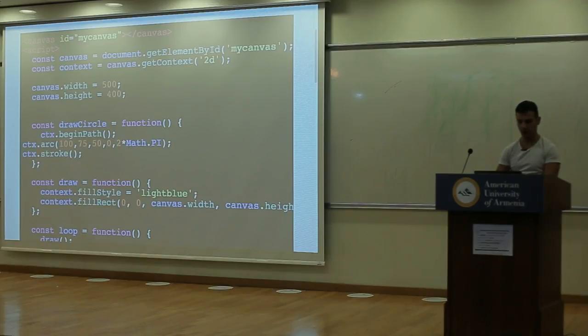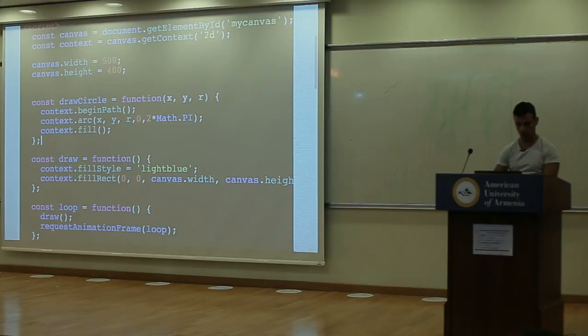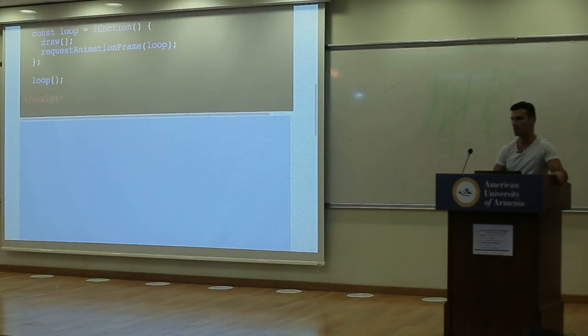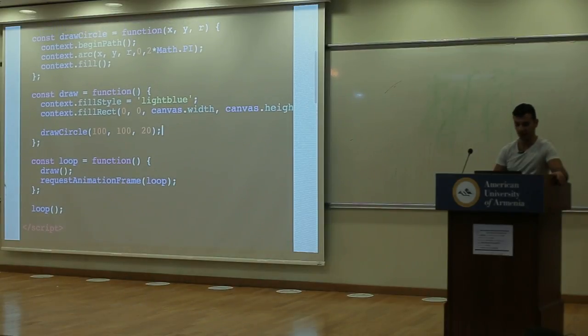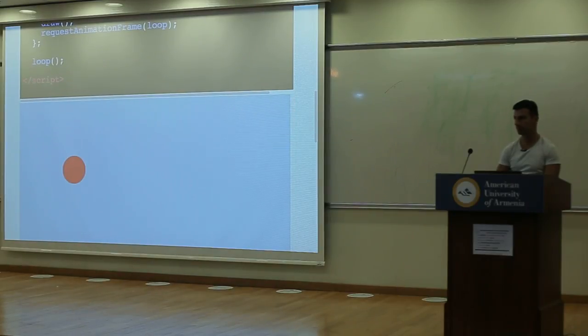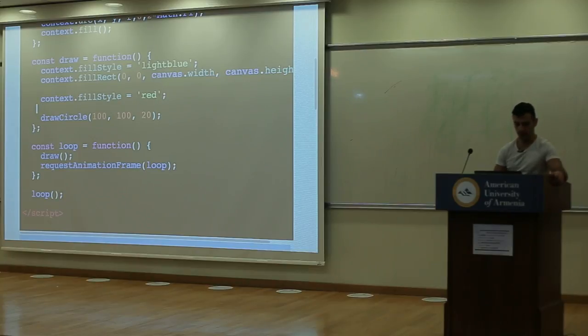Okay, so we called our context, not ctx, right? So I have to update that. And instead of stroke, I want to fill. Context.fill. And I want the x, y, and radius to come as arguments to the function. Let me now call it. Draw a circle. So let's do 100, 100, and let's say 20. Nothing happens. Why? It's the same color. Yeah, exactly. So I have to change the color to, I don't know, red. Boom. Make sense?